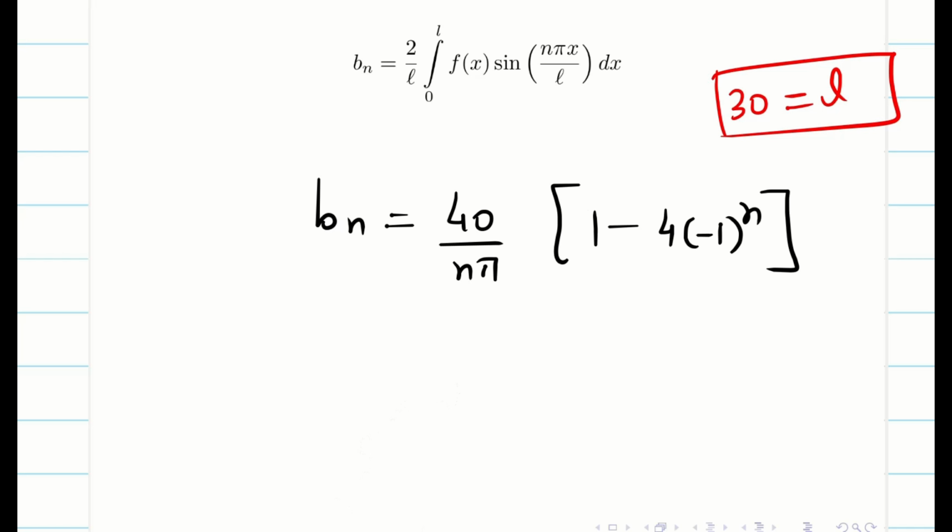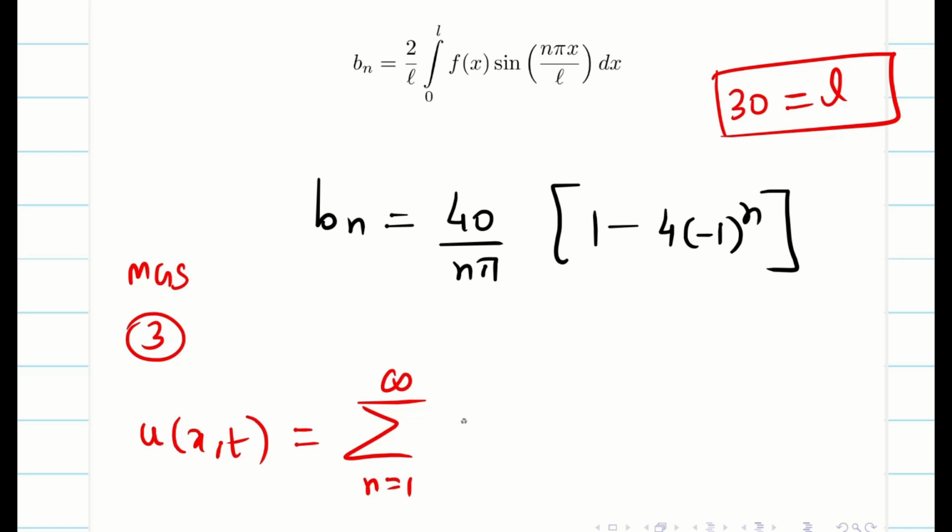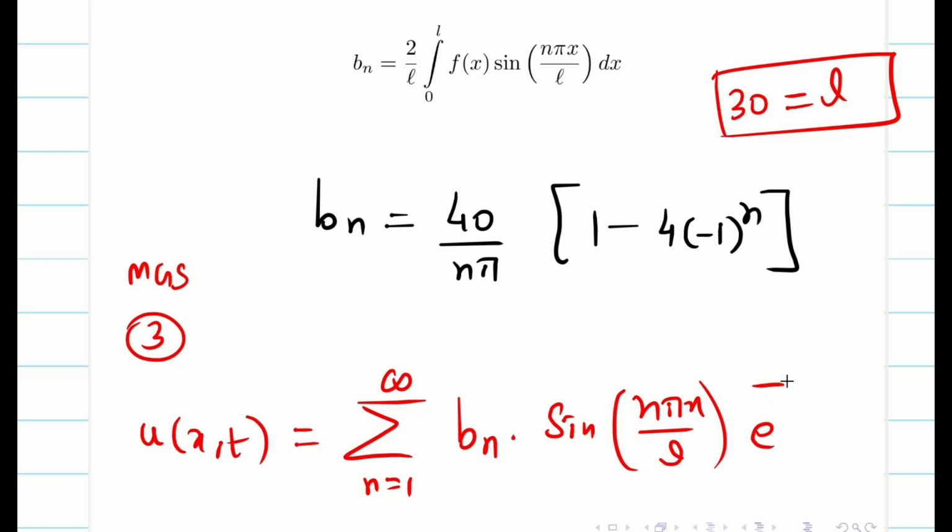Now finally substitute Bn in my most general solution to get the answer. U of x comma t is equal to summation n equal to 1 to infinity Bn sin(n pi x by L) e power minus n square pi square alpha square t by L square. Now we know that the L value is 30, so L square is going to be 900. Substitute the final value here.